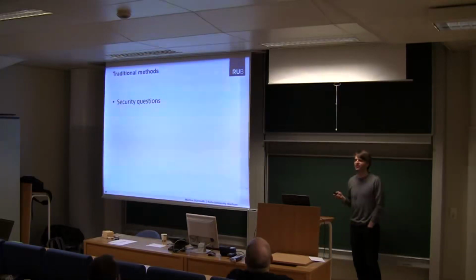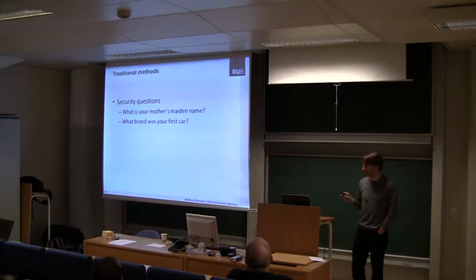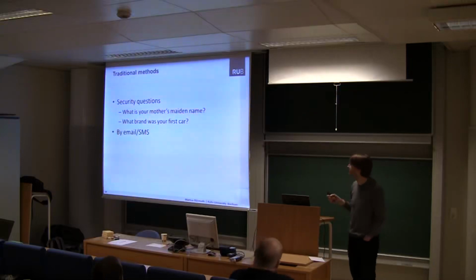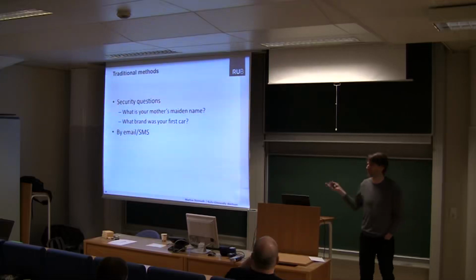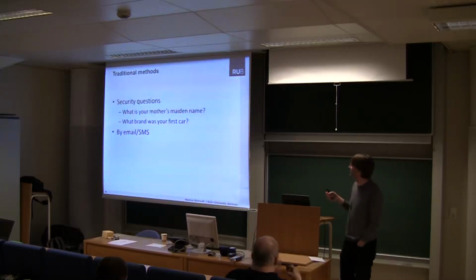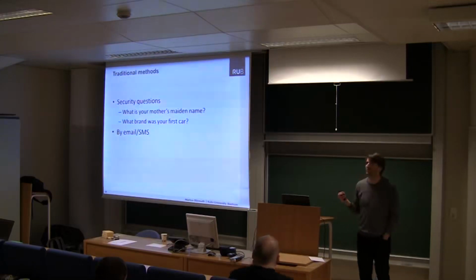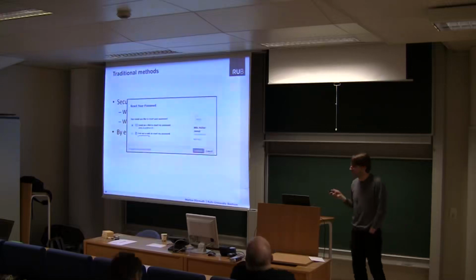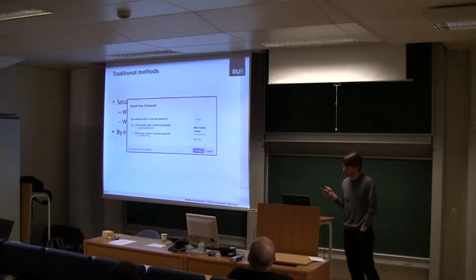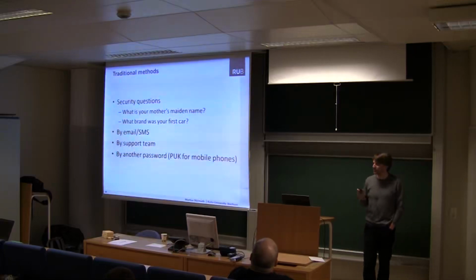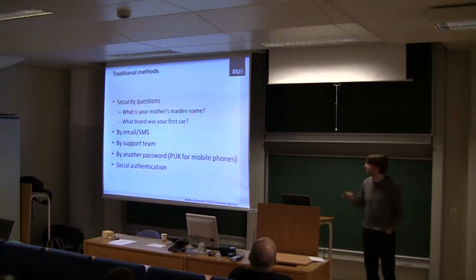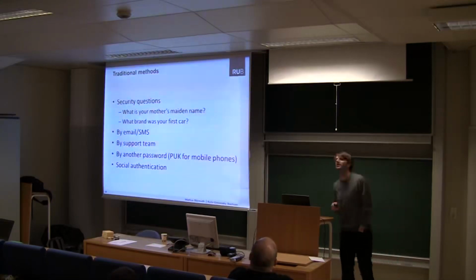You all know security questions, of course. They are, of course, not the best option. We all know that. You can do it by email or by SMS. Email can, of course, not be used for your email account as a fallback authentication, because if you lost access, then you lost access. SMS was not really designed to be a secure service, and we've seen attacks on those recently. But it's still used, and it's probably not the worst option that you can use. A support team is pretty expensive, but often used as a last resort. Another option is using another password, like the PUK for your mobile phones, and social authentication, which I'm talking about in a second.